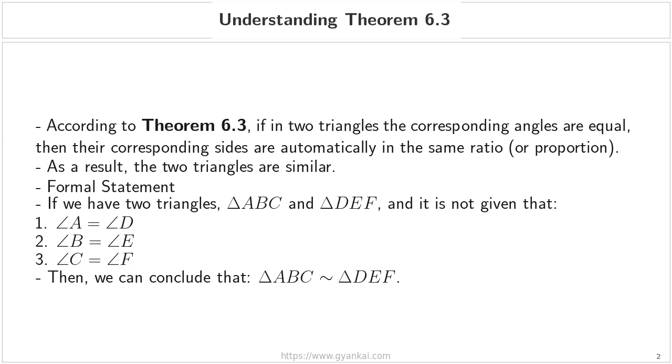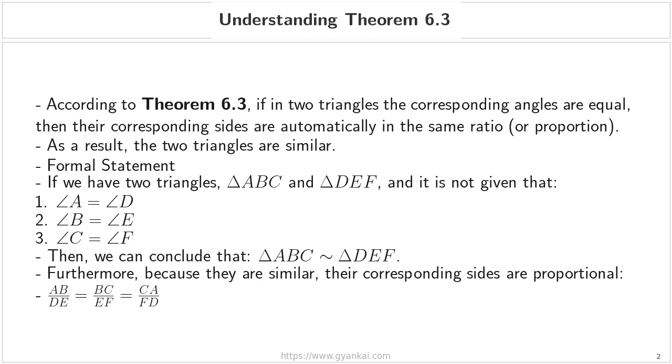Suppose we are looking at two triangles, triangle ABC and triangle DEF. If we are given 3 specific pieces of information: first, that angle A equals angle D; second, that angle B equals angle E; and third, that angle C equals angle F, then we can mathematically conclude that triangle ABC is similar to triangle DEF. We use this tilde symbol to denote similarity.